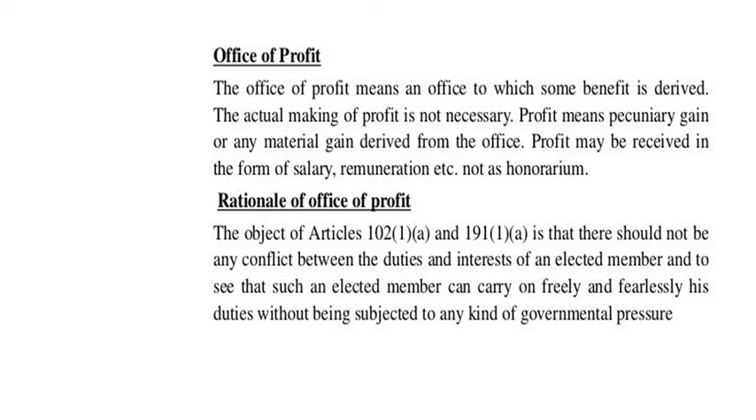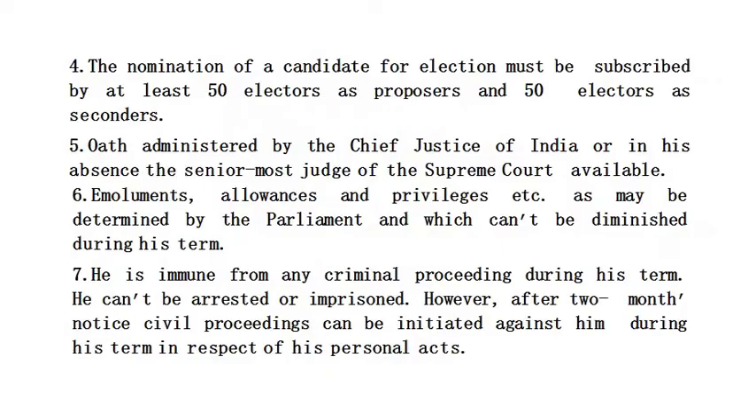The rationale of office of profit: the object of Articles 102(1)(a) and 191(1)(a) is that there should not be any conflict between the duties and interests of an elected member, and to see that such an elected member can carry on freely and fearlessly his duties without being subject to any kind of government pressure.